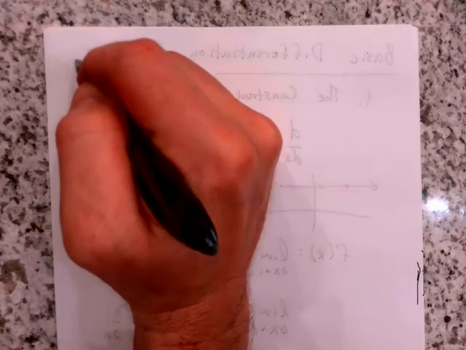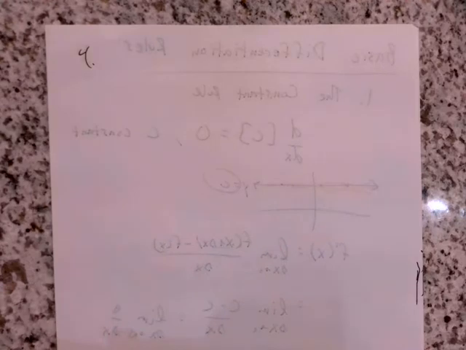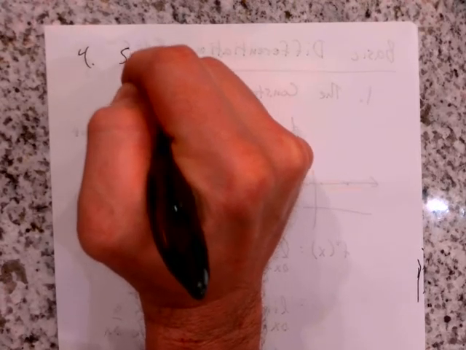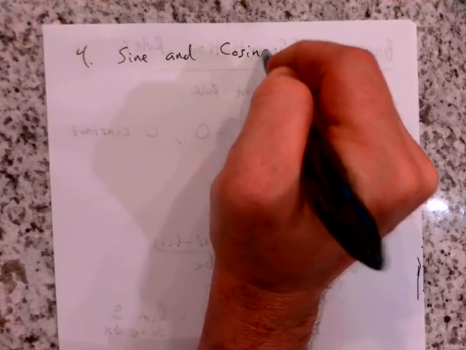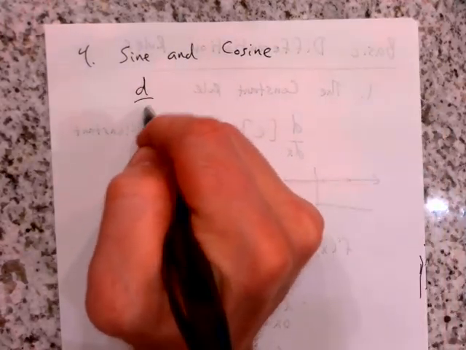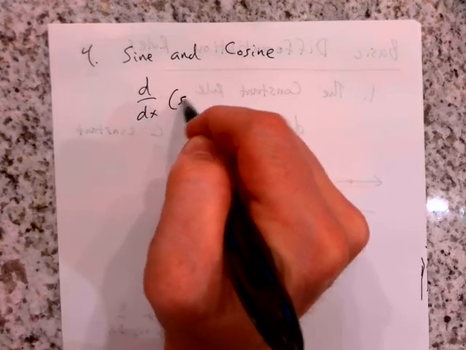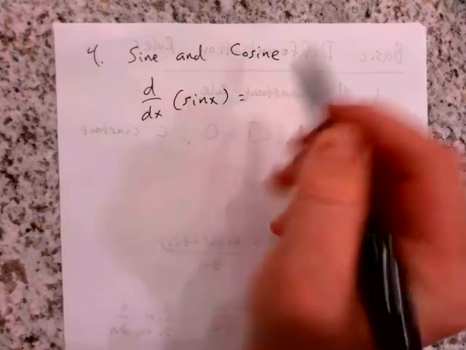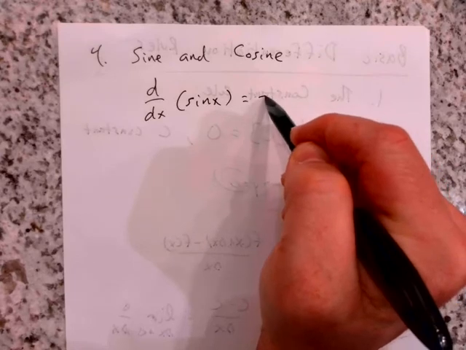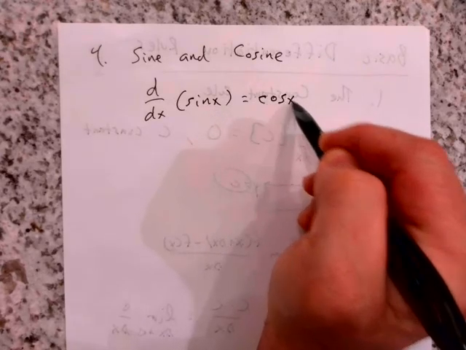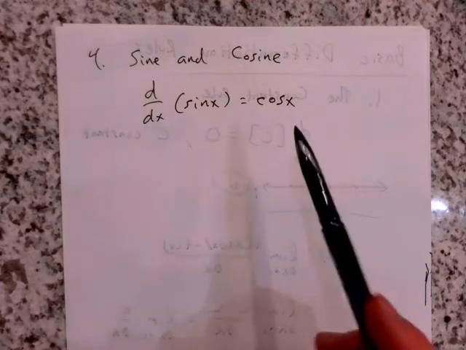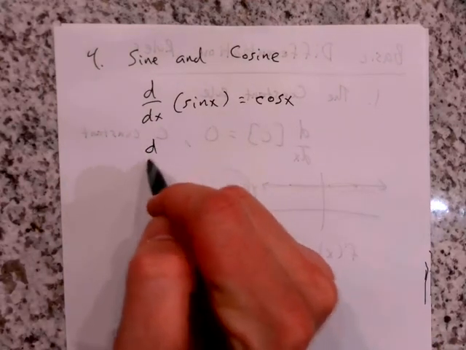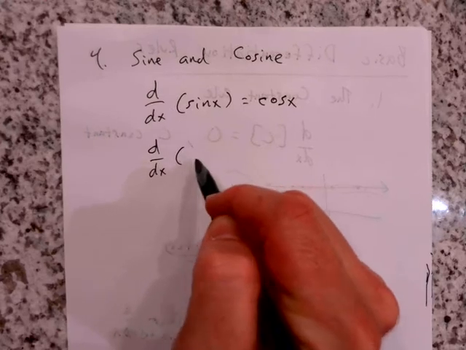The fourth rule is the rule for sine and cosine. We'll put those into the same rule. So just sine and cosine. The derivative with respect to x of sine is negative cosine. That's not true. It's positive cosine. That's a weird mental slip. So the derivative of sine is cosine. The derivative of cosine is negative sine.